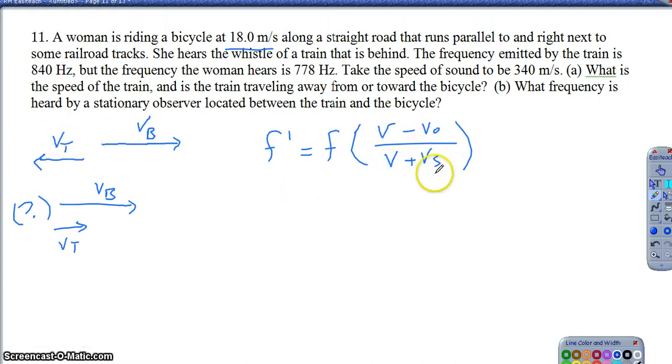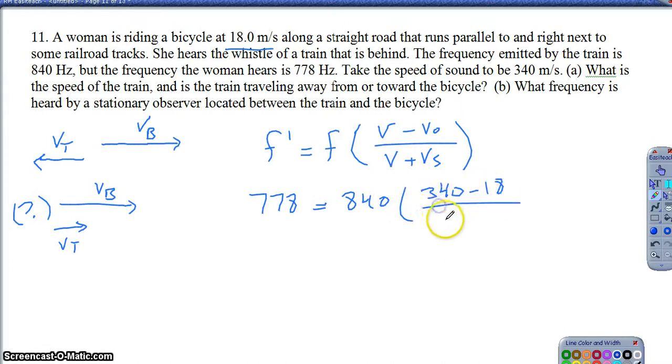So if we set this up, let's see what happens when we solve for the velocity of the source. We know this is 778 equals 840 times the velocity in air, 340, minus her velocity of 18 meters per second, divided by, again, the velocity in air of 340 plus the train speed, which we don't know. There's really just one variable in this equation, so just a little bit of algebra to clean this up. And when I solve for that, I get the velocity of the source is 7.66 meters per second. And notice it does end up being a positive 7.66 meters per second. So that tells me, since I used a positive velocity of the source here and this came out positive as well, that it is for sure moving away from the bicyclist.